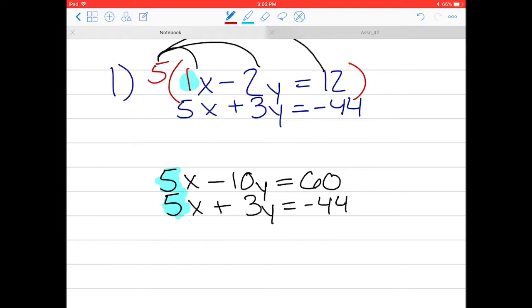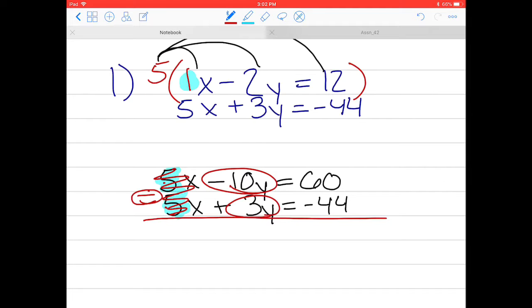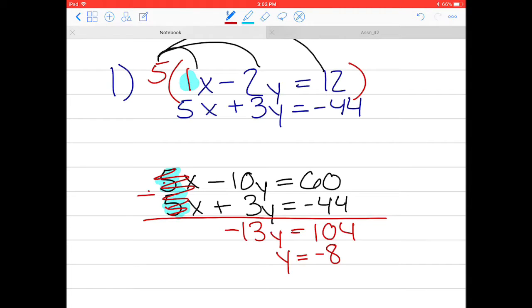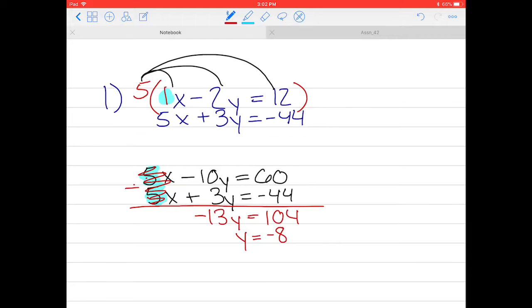Same signs, subtract. 5x minus 5x. This eliminates. Negative 10 minus 3. It's going to be negative 13. And then 60 minus negative, so adding 44 is 104. Divide that by negative 13 and you get negative 8. So there's y. Now you're going to take negative 8 and plug it into one of the original equations.